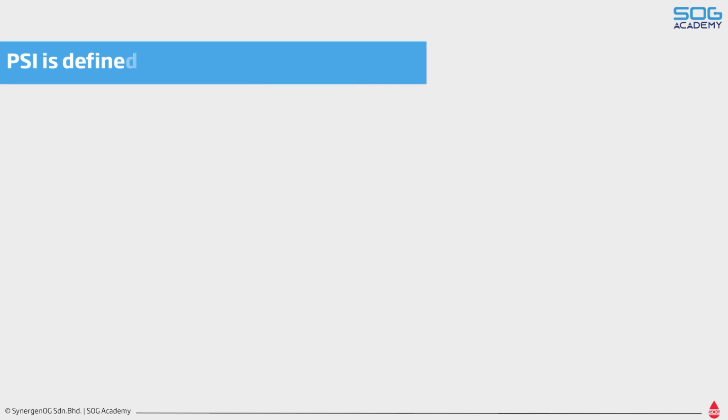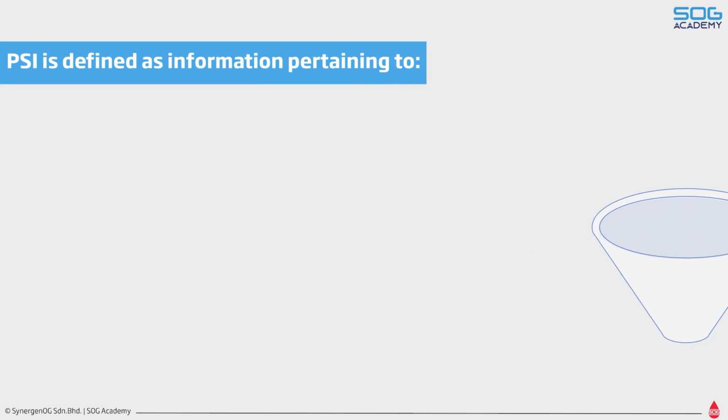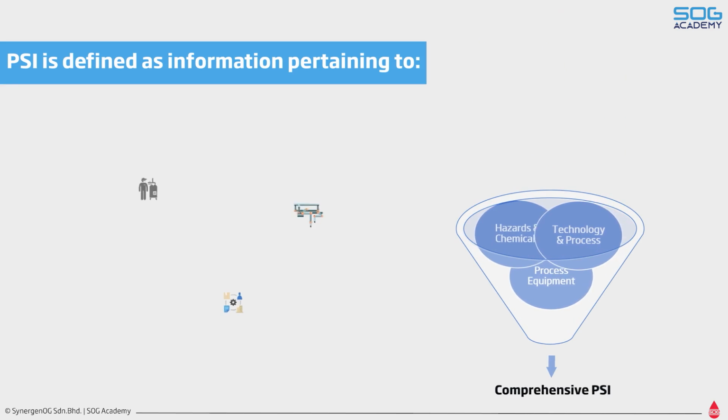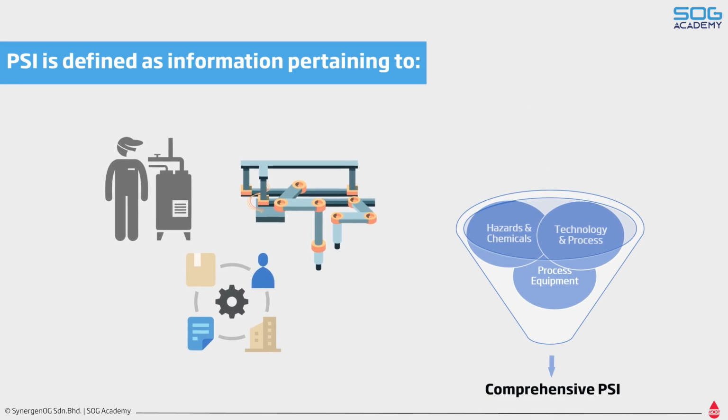By this documentation and records, you are referring to PSI. PSI is defined as information pertaining to hazards of the highly hazardous chemicals used or produced by the process, technology of the process, and equipment in the process. But why is PSI necessary?